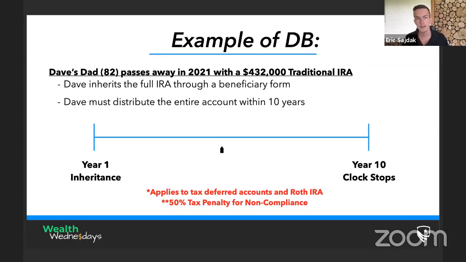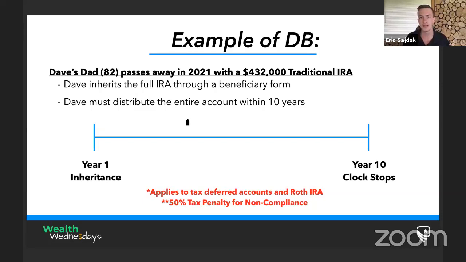Dave's dad, he's 82. He passed away in 2021 with a $432,000 traditional IRA. Now, Dave inherited the full IRA through a beneficiary form. When you set up an IRA, you fill out a beneficiary form, or at least you should. On that beneficiary form in this example, Dave was the sole beneficiary. So Dave must distribute this full $432,000 account plus any growth within 10 years. And again, he can do it any way he wants.